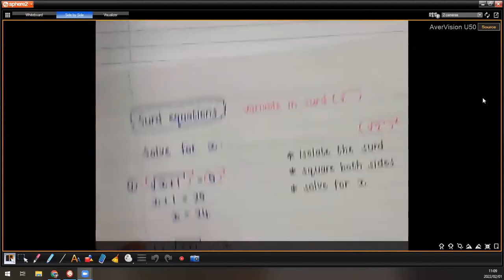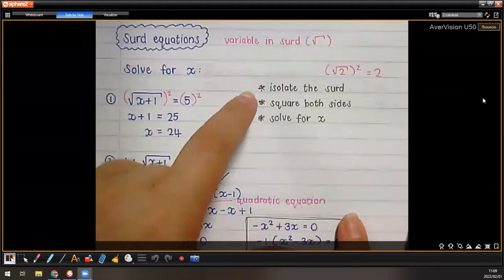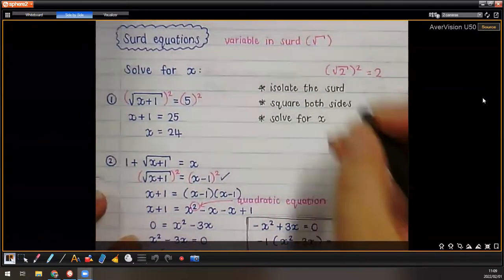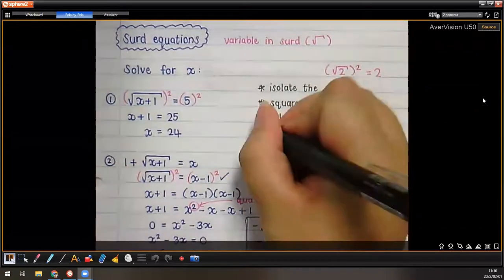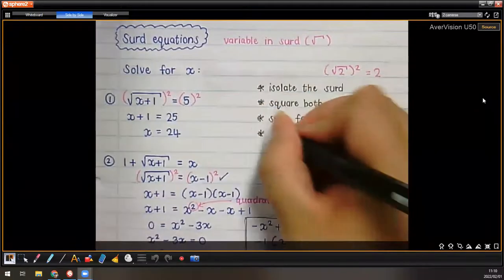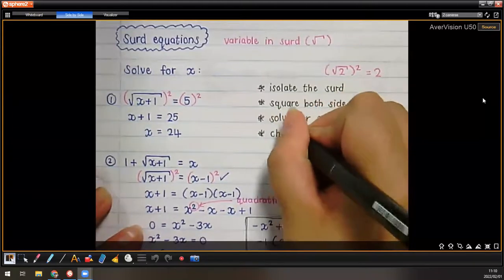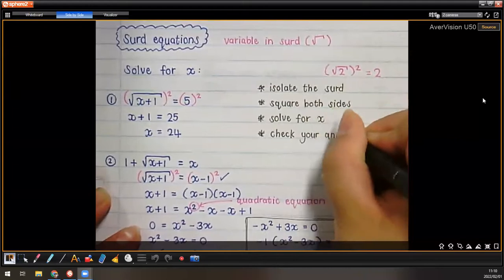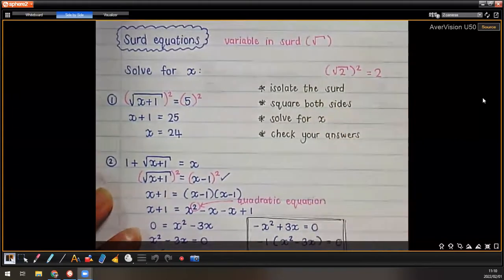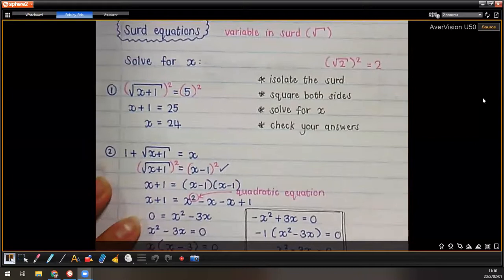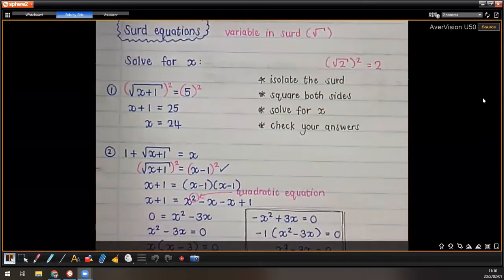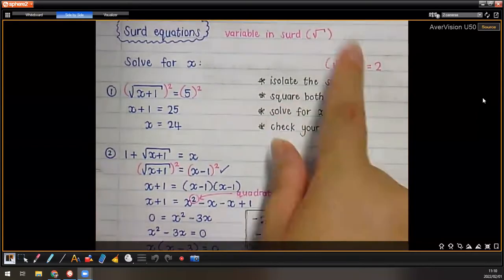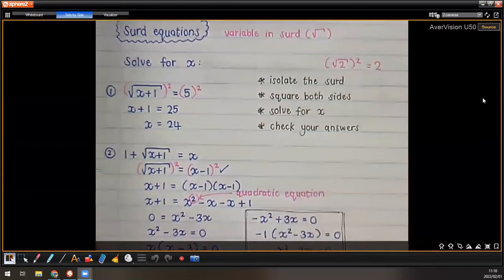Alright guys, so let's just add to our steps here. We said isolate, square, and then solve. And the last step then is to check your answers. Let's add that there. So those are the steps that you will follow.